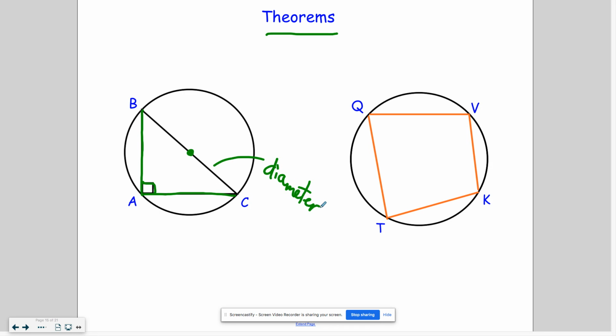That's all the theorem really is telling you. If you have a diameter, then this will be 90 degrees. Or the converse of that, if this is 90 degrees, then you will be subtending the diameter.